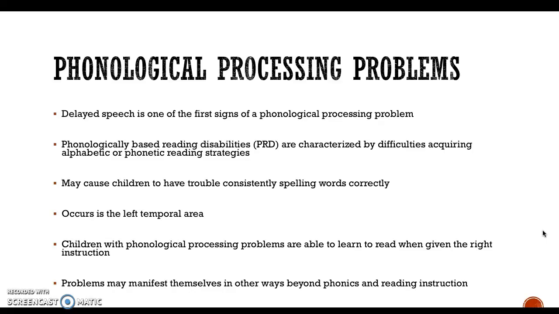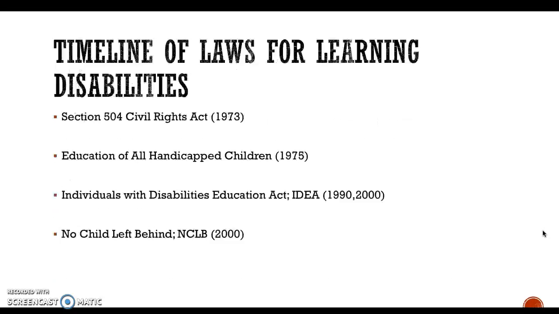Phonological processing problems. Delayed speech is one of the first signs of a phonological processing problem. Phonologically based reading disabilities are characterized by difficulties acquiring alphabetic or phonetic reading strategies. This may cause children to have trouble consistently spelling words correctly. This occurs in the left temporal area of the brain, and children with phonological processing problems are able to learn to read when given the right instructions, and problems may manifest themselves in other ways beyond phonics and reading instruction.